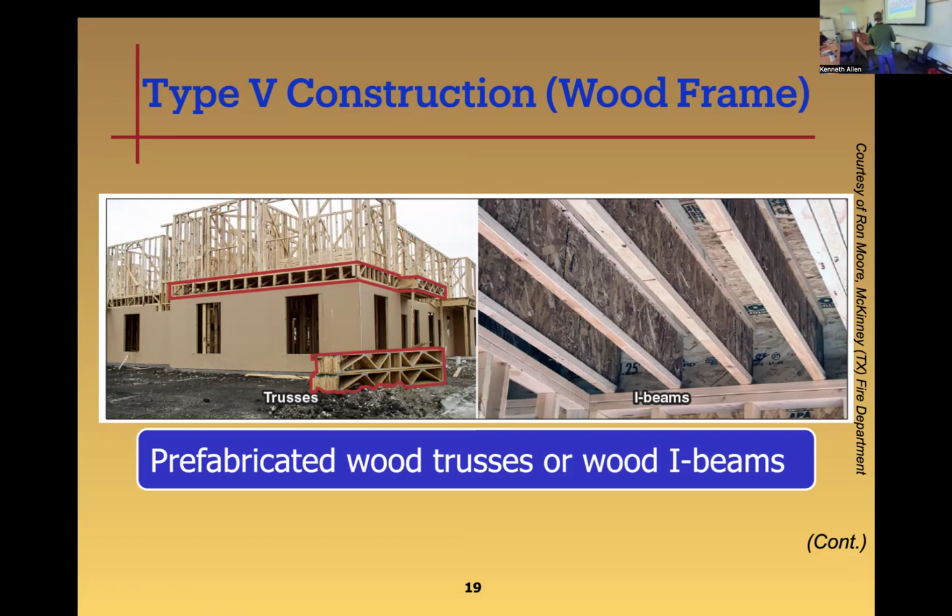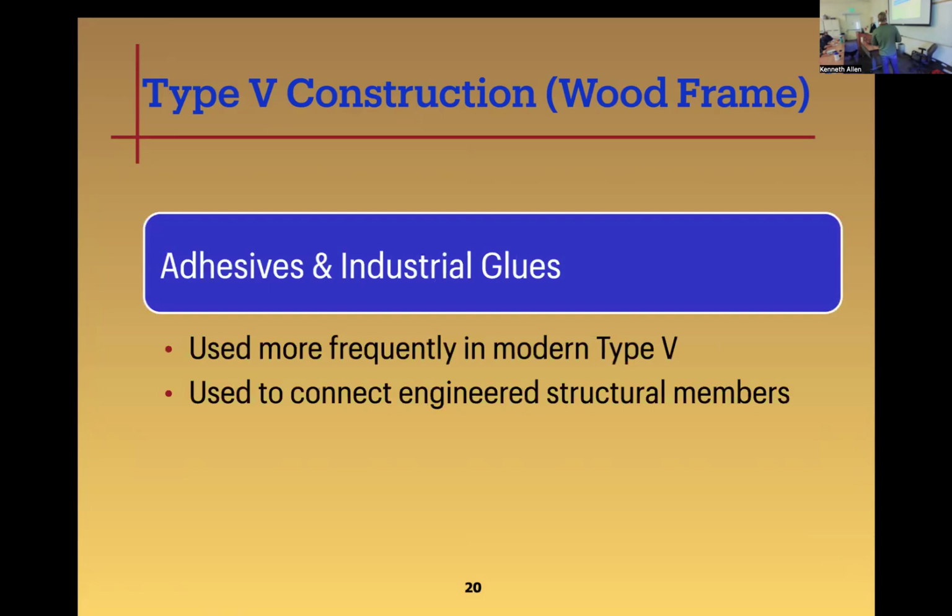These trusses, once they start to fall, everything falls. They're made out of industrial glues and adhesives. A lot of these things are essentially like little Presto logs. The glue just makes the whole thing. Be aware of that.